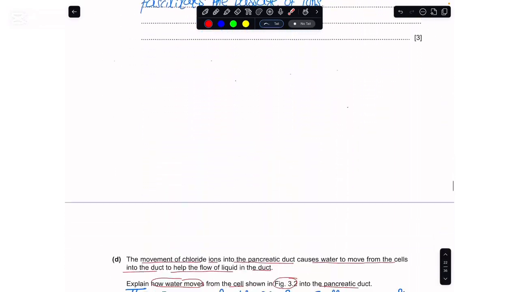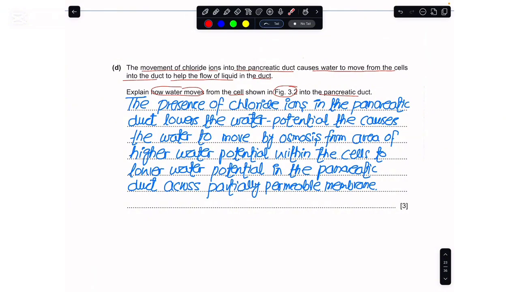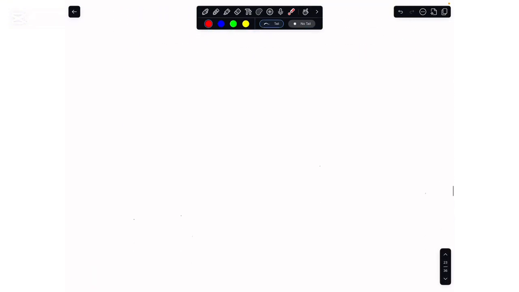So if I simply take you to the answer, for 3 marks you would say that the presence of chloride ions in the duct lowers the water potential, and it causes water to move out of the cells by osmosis, where it moves from an area of higher water potential, which was within the pancreatic cells, to the lower water potential in the pancreatic duct, and that happens across a partially permeable membrane. So by this, you would score a total of 3 marks here.